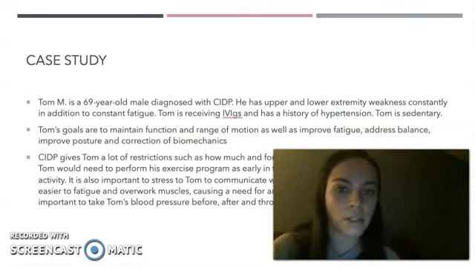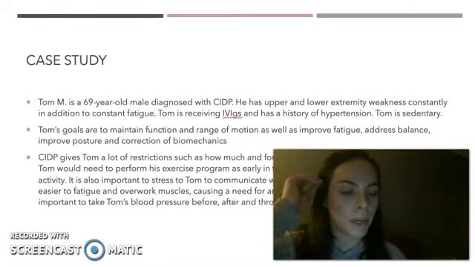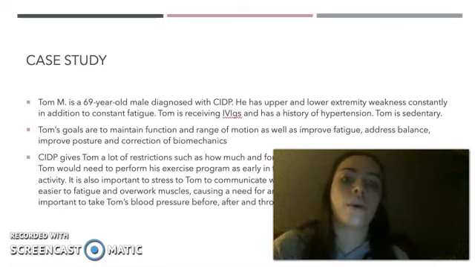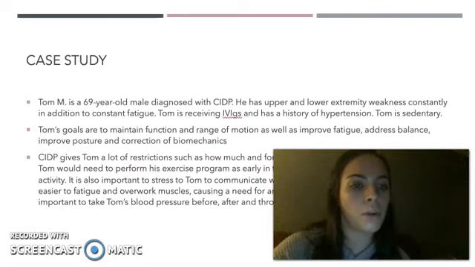This is my case study. I used a real patient that I had in my internship. Tom M. is a 69-year-old male diagnosed with CIDP. He has upper and lower extremity weakness constantly, in addition to constant fatigue. Tom is receiving IVIGs and has a history of hypertension. Tom is a sedentary man.